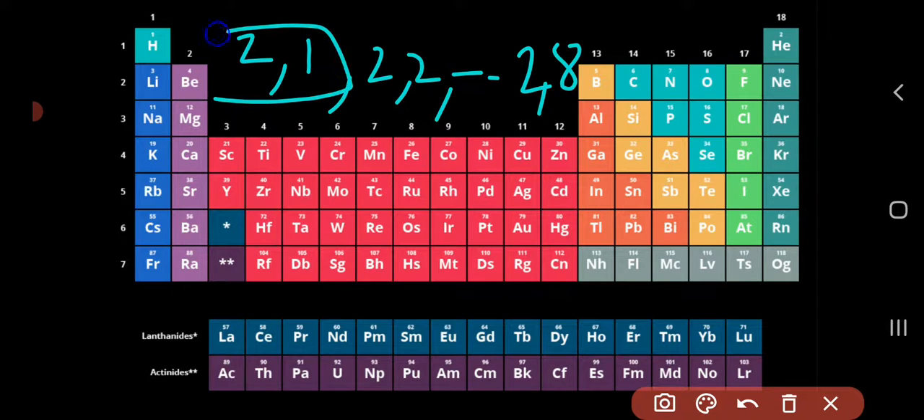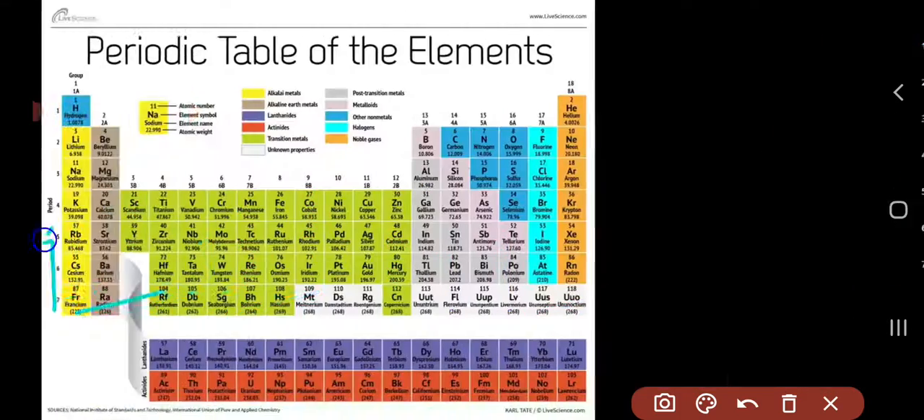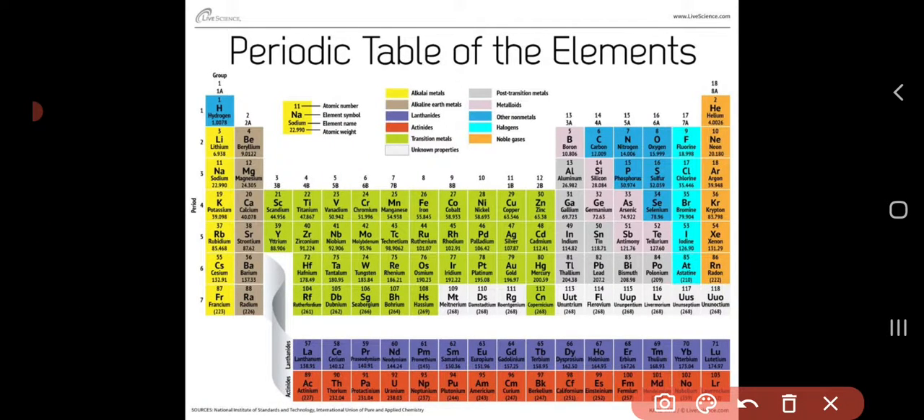All these have two shells at most, so they are called the second period. All the elements present in the second period contain 2 shells in their atomic structure. In the third period there are also 3 shells, and likewise in the seventh period there are 7 shells.